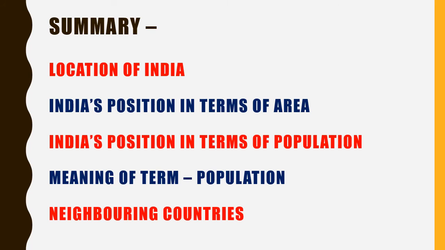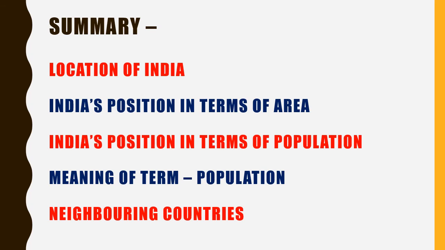So in today's session, we discussed the location of India. Where is it located? It is located in Asia. India's position in terms of area: it is the seventh largest country in the world. India's position in terms of population: it is the second largest country in terms of population.